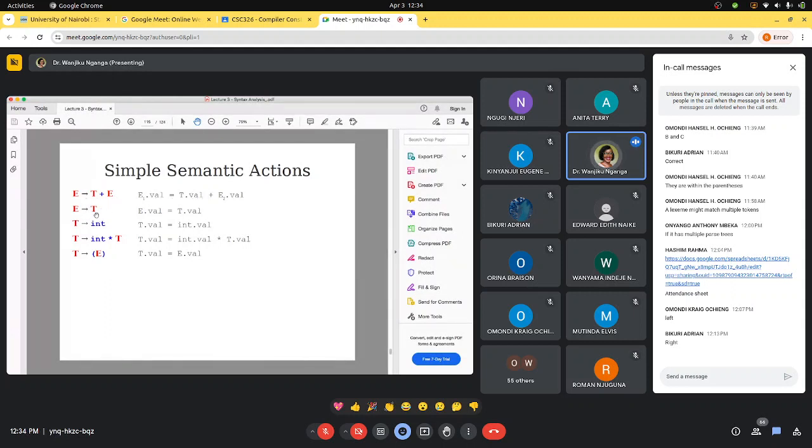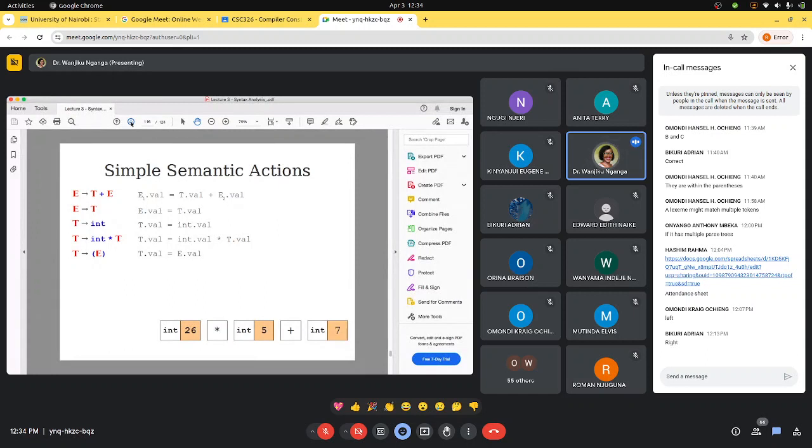For a production of this form, the associated semantic action is basically assigning the value of E to the value of T. So E.val equals T.val, and you do the same for everything. You can guess that what we're trying to do is compute the actual values tied to these expressions as we build the tree, so that we have intermediate results we can keep reusing, as opposed to just building a parse tree where you don't know much about the operands. So let's look at an example.